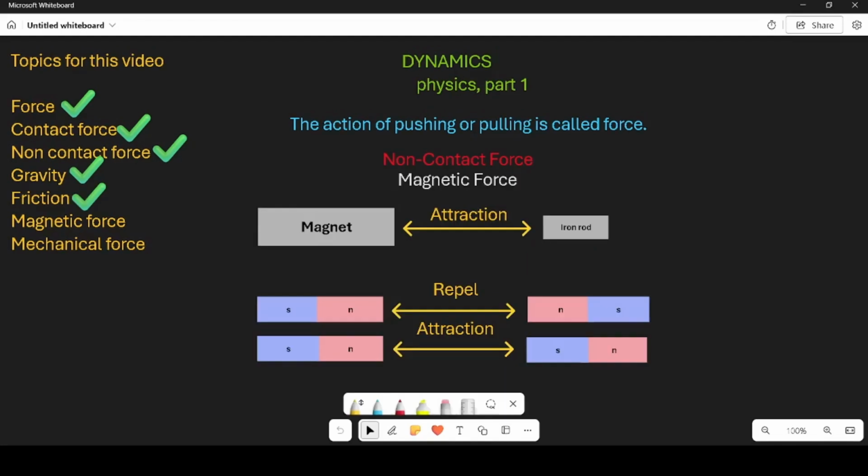Now we're going to talk about magnetic force. Magnetic force is a non-contact force. When we place a magnet close to an iron rod, the magnet attracts it. This is because of the force exerted by the magnet. When we take two magnets and put the same poles together, we see that the magnets go far away from each other. This is called repel. So the magnets repel each other. And if you put the opposite poles of the magnets together, then the magnet attracts the other magnet. So this is called attraction.